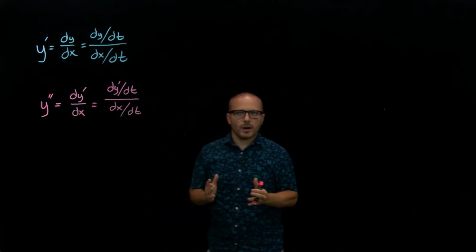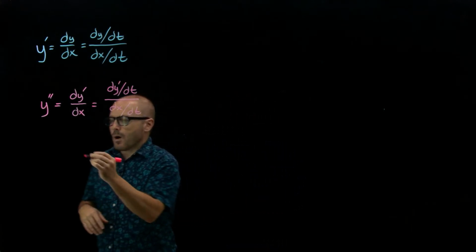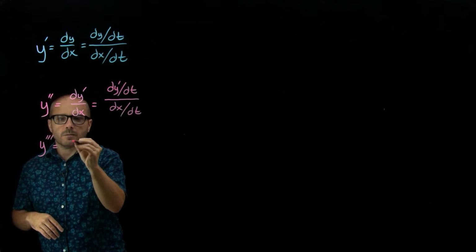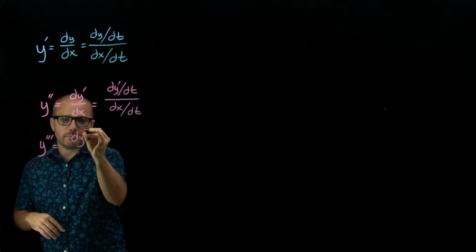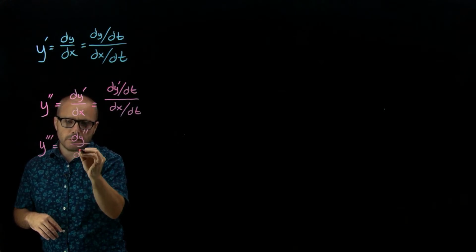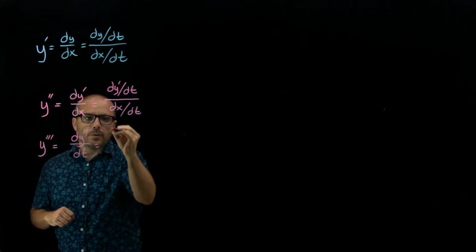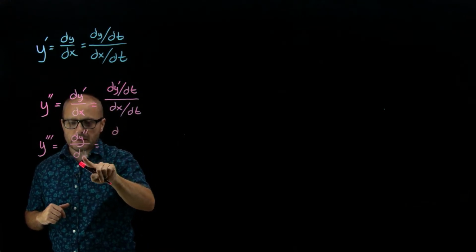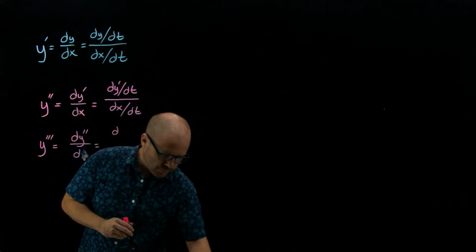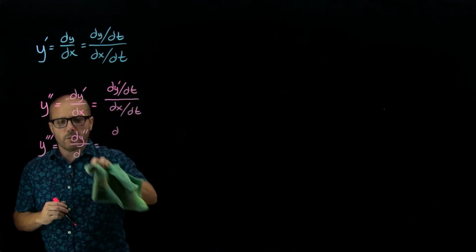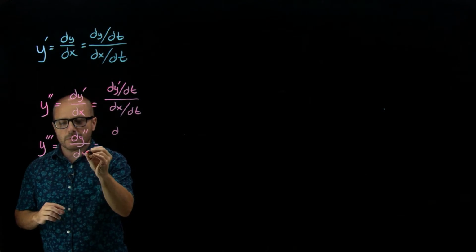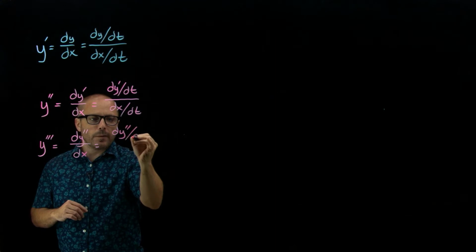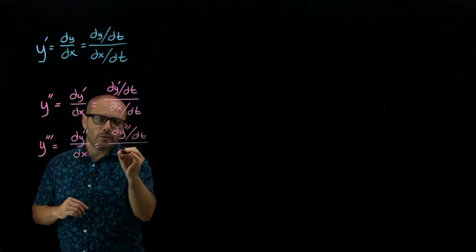And we could continue on in this fashion, right? If we wanted the y triple prime, well, that means take the derivative of y double prime with respect to x, sorry, I misspoke. So we're going to take the derivative of y double prime with respect to x, which means take y double prime with respect to t over dx/dt.